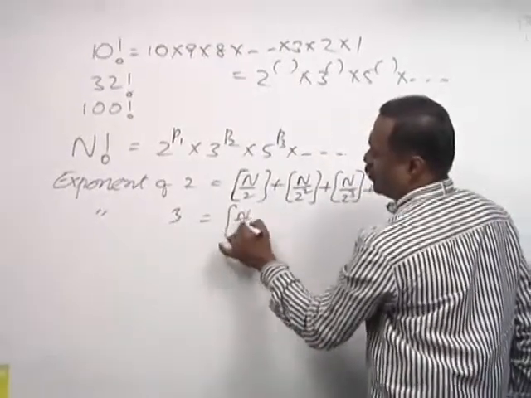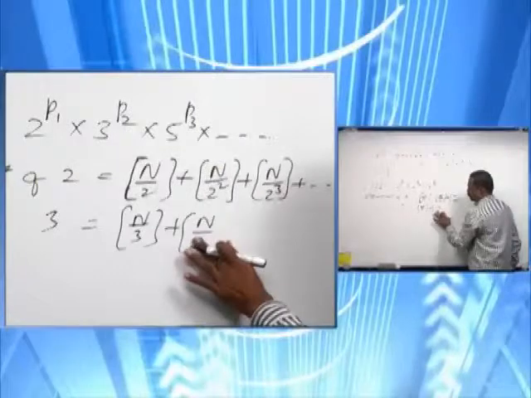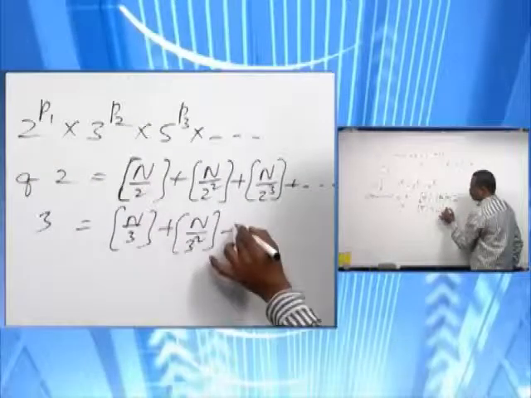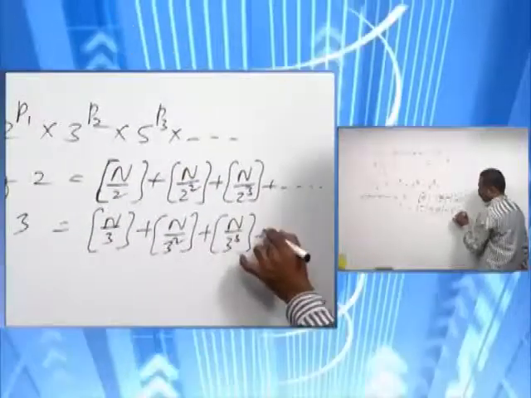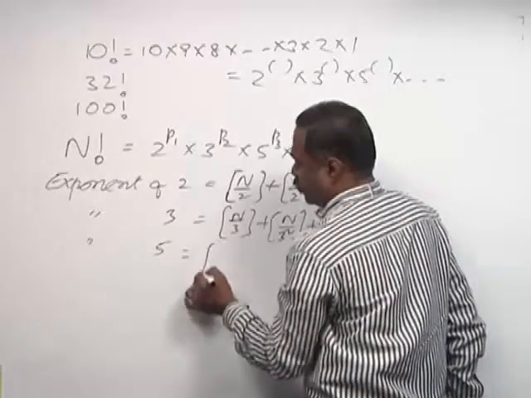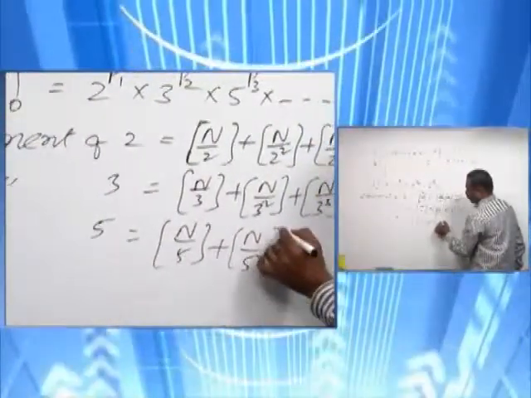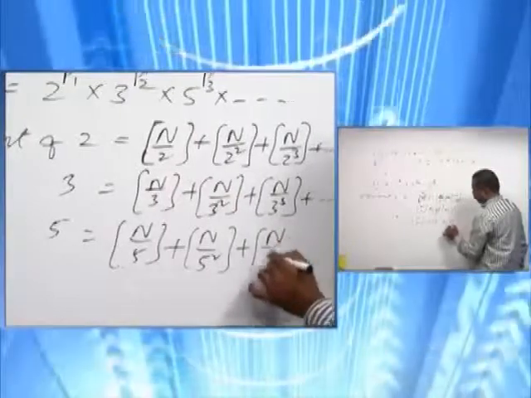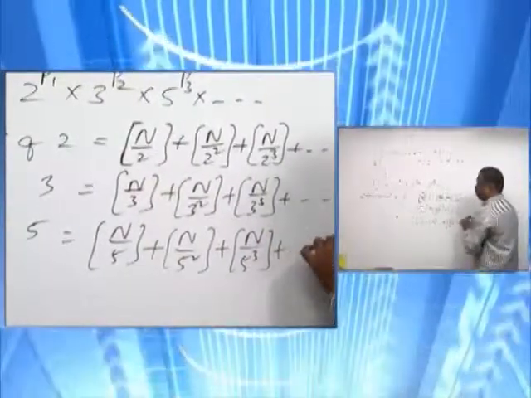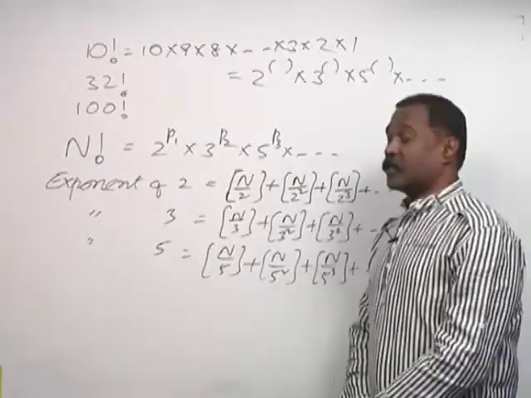An exponent of 3, if you want: step of n upon 3, step of n upon 3 square, step of n upon 3 cube, and so on. Exponent of 5, if you want: step of n upon 5, step of n upon 5 square, step of n upon 5 cube, and so on. This is also an important model. I'll tell you like this now.